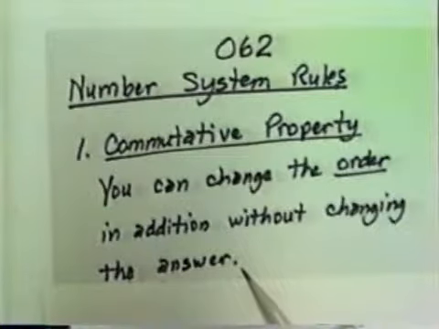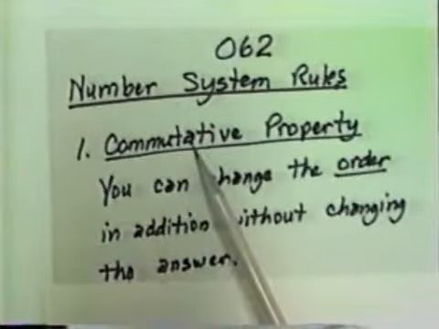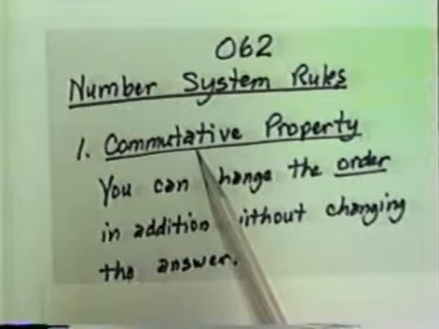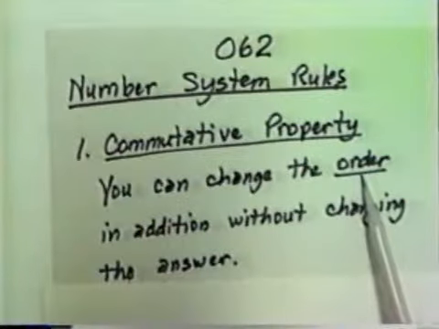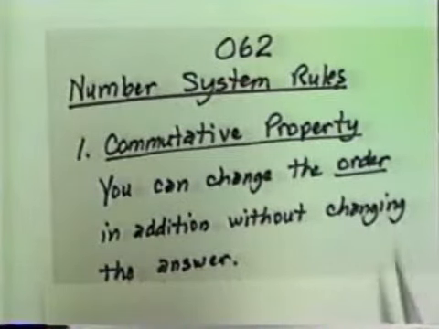We can remember commutative by thinking of the fact that we're all commuters. If we come to the college from home, the distance from home to the college is the same as the distance from the college back home. It doesn't matter which direction we go. The order of our operation, the order of our terms in the operation, can be changed without changing the answer.